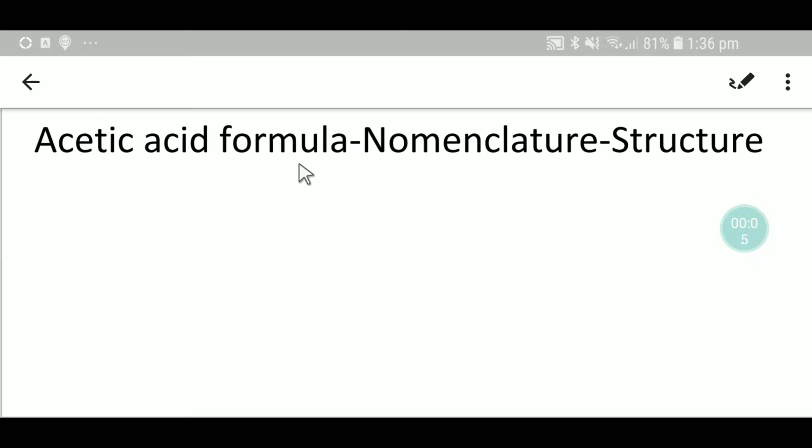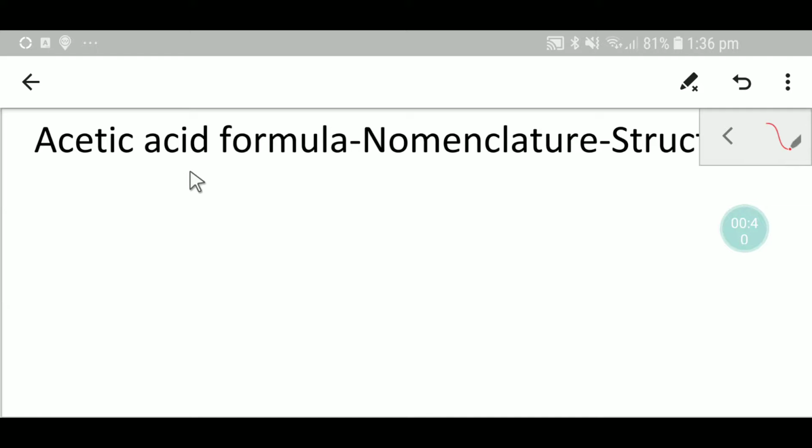Today we are going to write the formula for acetic acid. We'll also learn the nomenclature of acetic acid, and we'll know the structure of acetic acid, that is the bond line structure, the structural formulas, or the condensed structural formulas of acetic acid. However, let me first write the chemical formula or molecular formula for acetic acid.